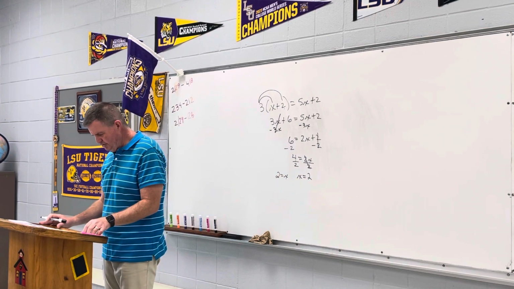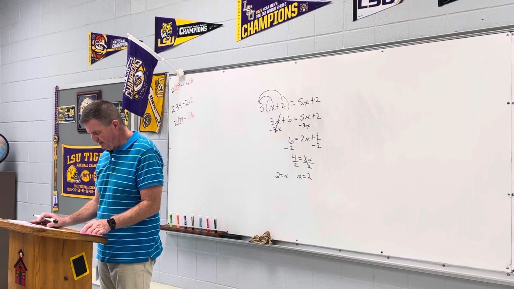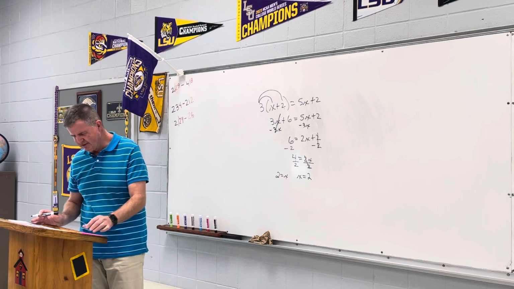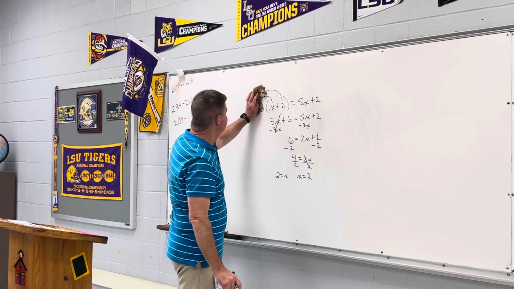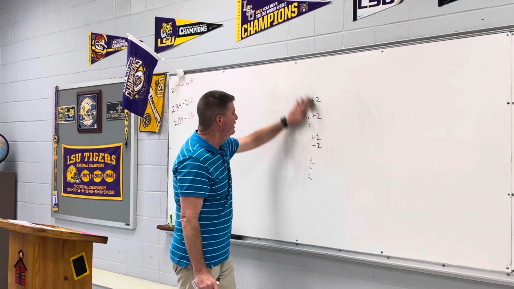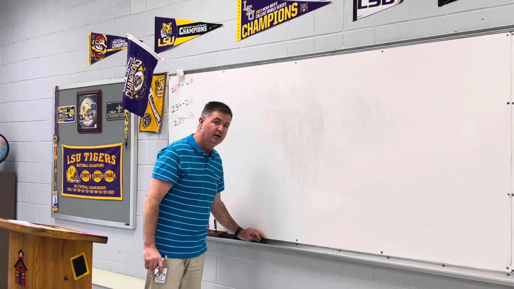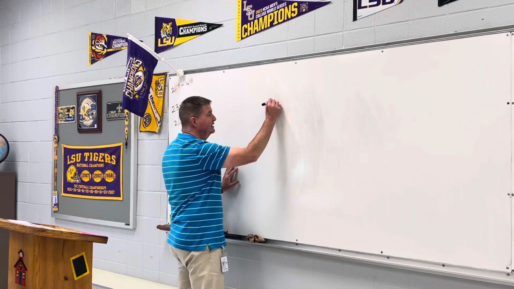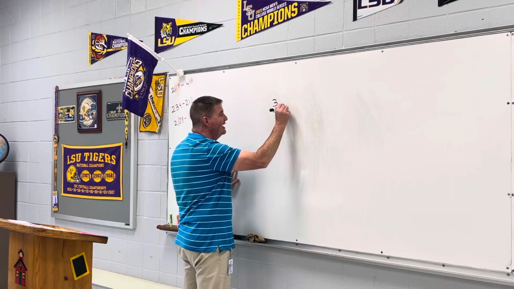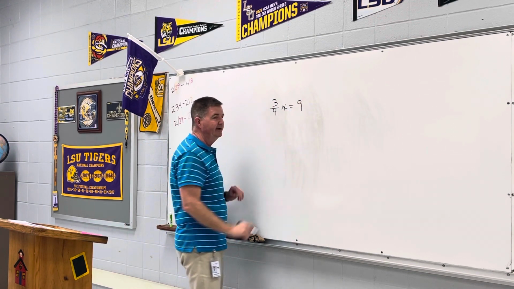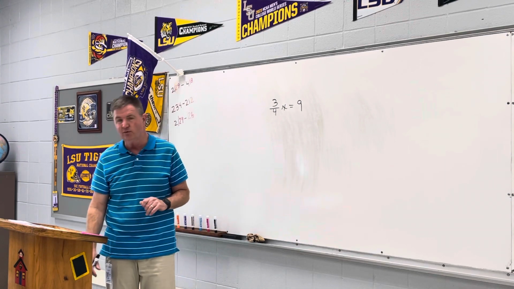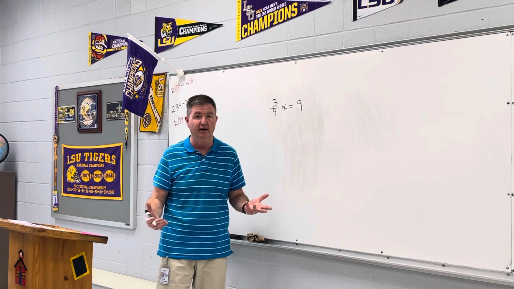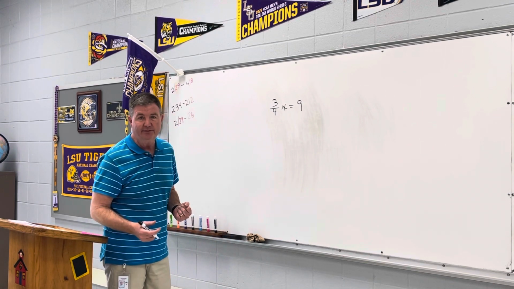Okay, on to example number 6, I think it is. We only have a couple of examples left. This one is if I have a fraction multiplied by my variable. There's an easy little simple way of dealing with this. If I have 3/4 x equals 9, a lot of times we look at the fraction and we get nervous, we freak out.